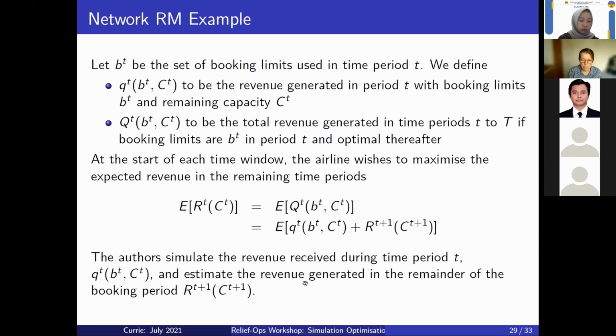So the authors, to do this, simulate the revenue that it receives. They've got a simulation model that's saying, okay, this number of people are going to show up. So I'll generate a random number to say how many people are going to show up, and this is the probability they'll buy a ticket at this price, etc. And we can use that to estimate what revenue we'd get in the rest of the time period. And that means we only really have to look at this value when we're doing the optimization.